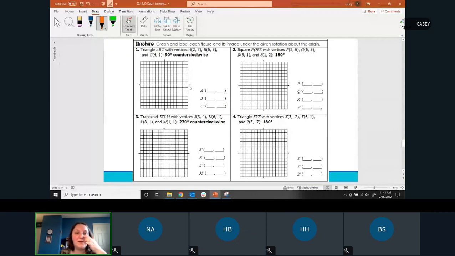Okay, so we are going to have a triangle with the vertices. So let me go ahead and graph those. 2, 7, 6, 5. I think I put that in the wrong spot. 1, 2, 3, 4, 5, 6. 1, 2, 3, 4, 5, yeah. And 4, 1. 1, 2, 3, 4, 1.